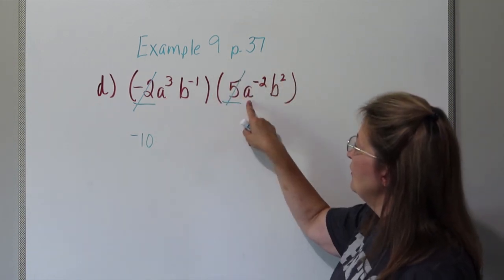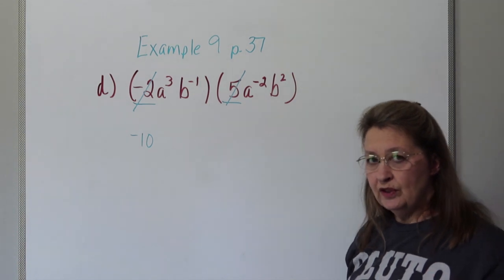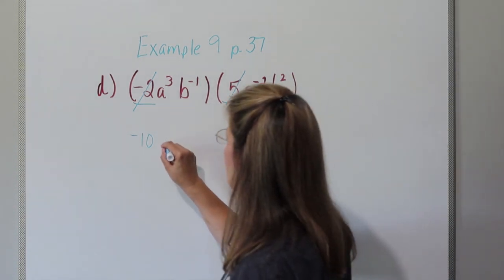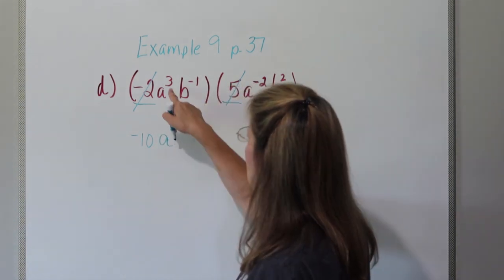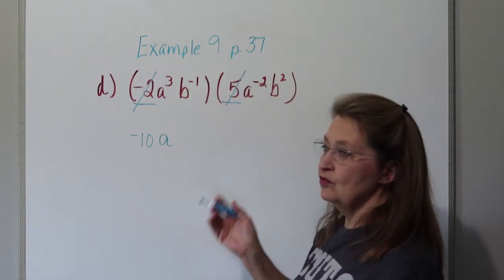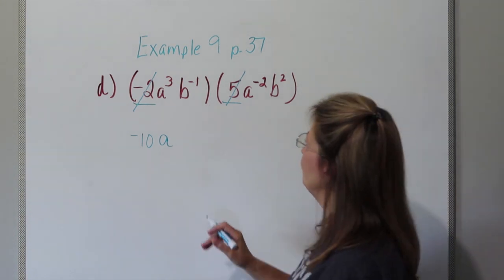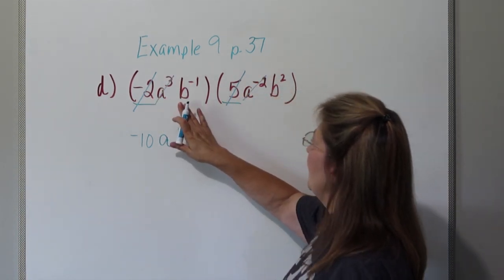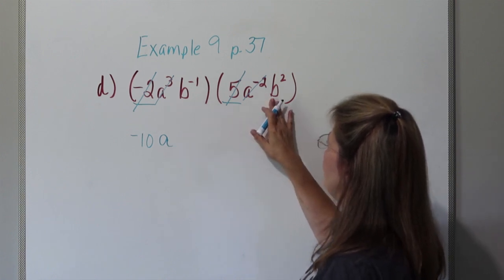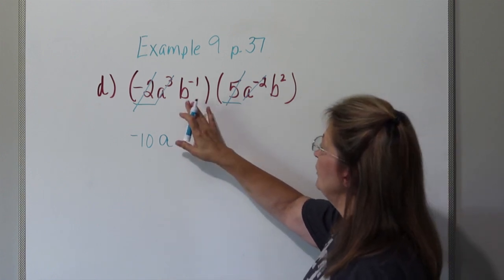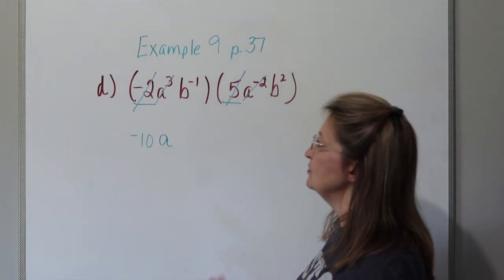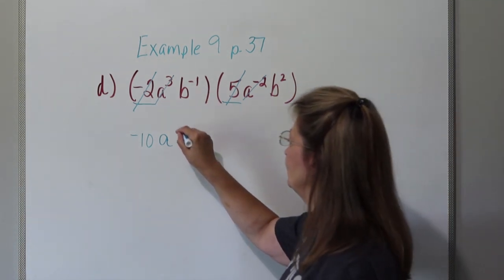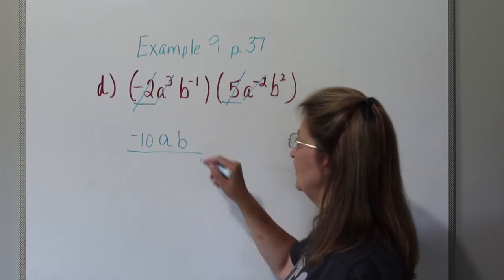Now here, a to the third times a to the negative 2, what do you do when you have two bases and two exponents? You add the exponents. So that's going to be a, 3 plus negative 2 is 1. You don't have to put the 1. Next we have, let me cross those out, b to the negative 1 times b to the second. Well, what do you do when you have two bases and two exponents? You add the exponents. What's negative 1 plus 2? It's 1. So there's your final answer.